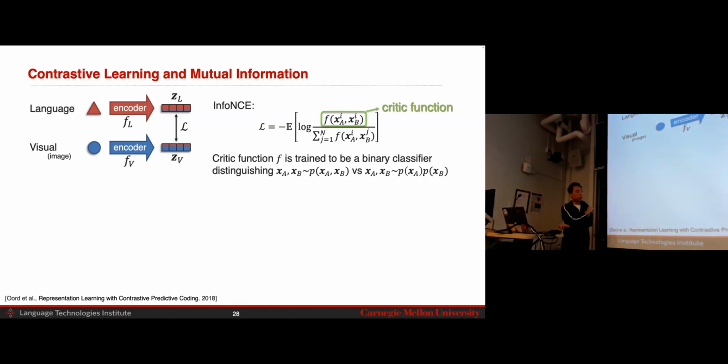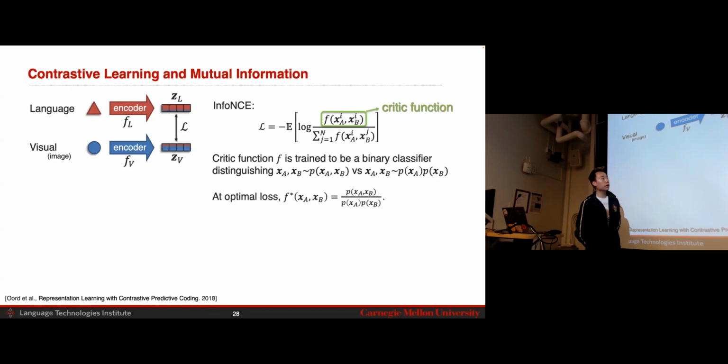So the critic function f must be trained to be a binary classifier that is able to distinguish between these two tuples, the joint versus the product of marginals. For the joint, assign high scores, high similarity. For the negative pairs from the marginals, assign low scores. Then you can show that for an optimal loss, this classifier f star, which you train to completion, must estimate this ratio: for the current x_A and x_B that you give it, the ratio of P(x_A, x_B), the joint distribution, divided by P(A) times P(B), the product of marginals.